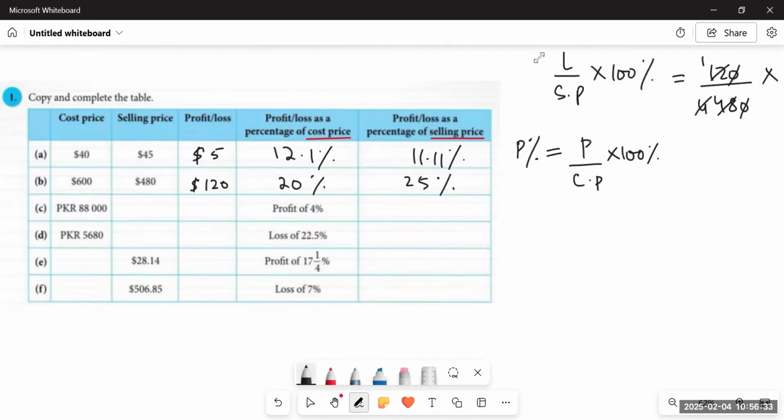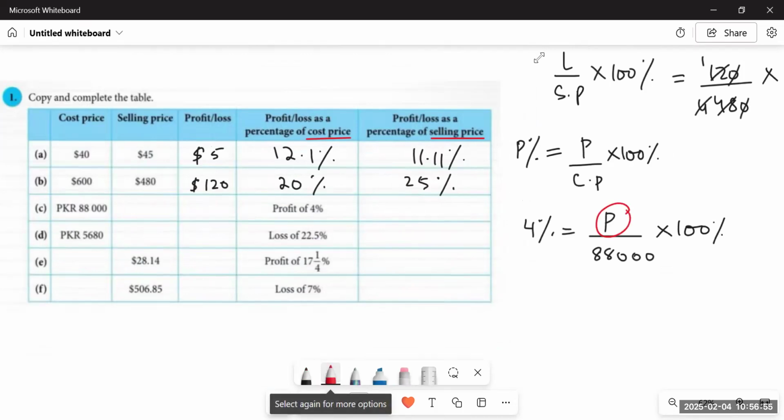Cost price is given, so we'll write cost price over here, 88,000. Simple, right? Profit is missing, so we'll write P over here. And profit percentage is also given as 4%. Now, all we need to do is make this profit the subject because we have to find out the value of profit. So we'll remove this 88,000 from here.